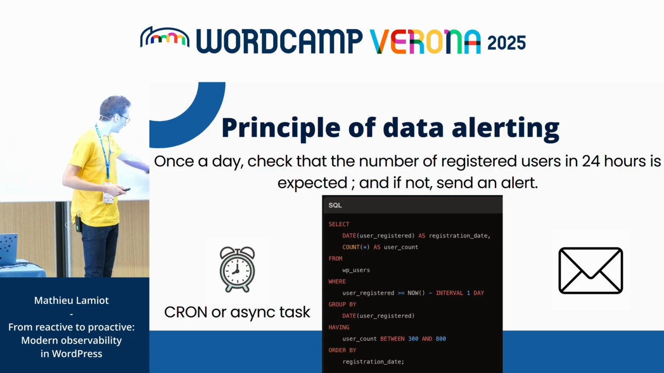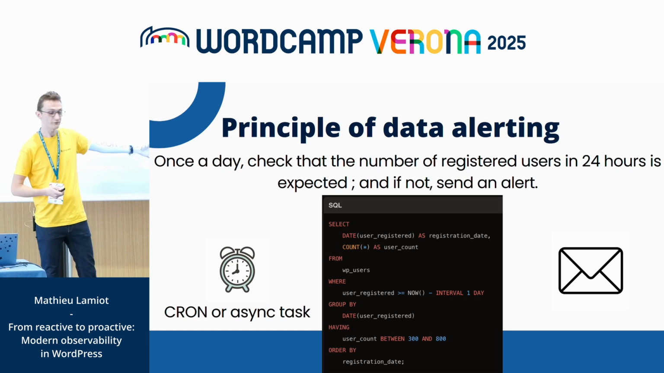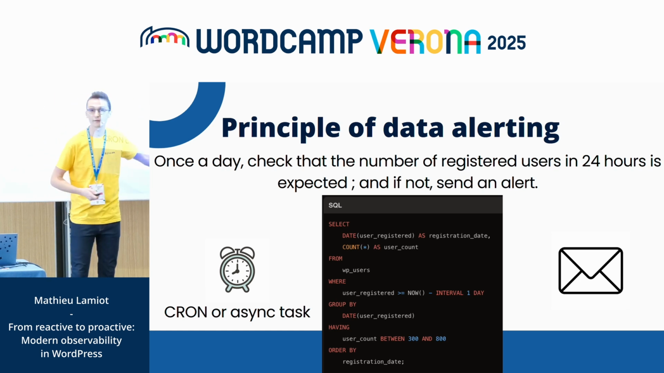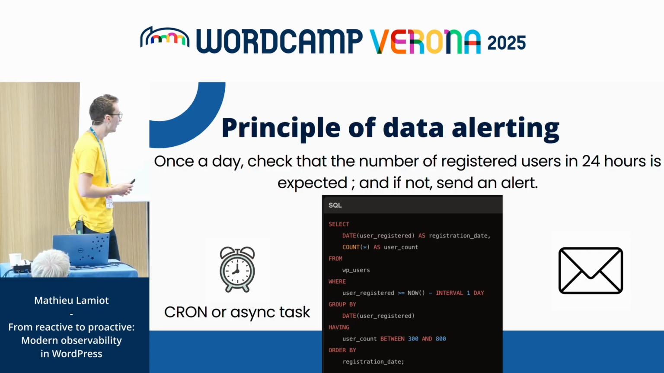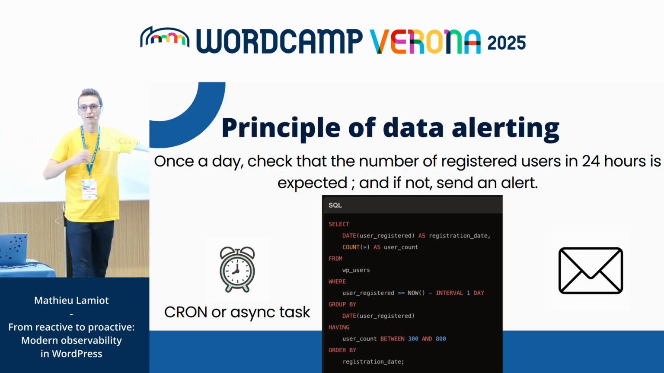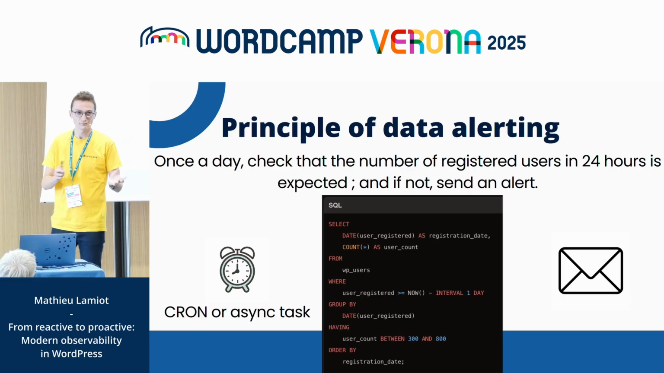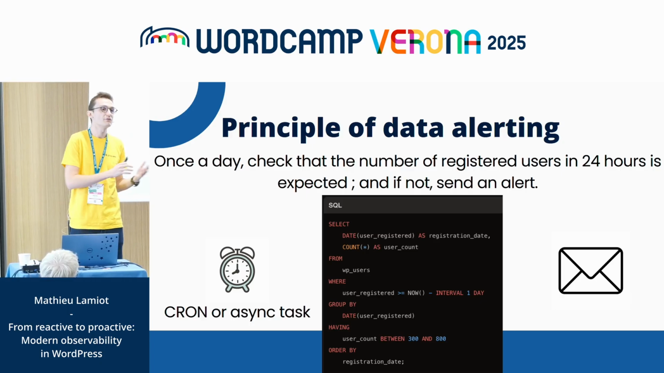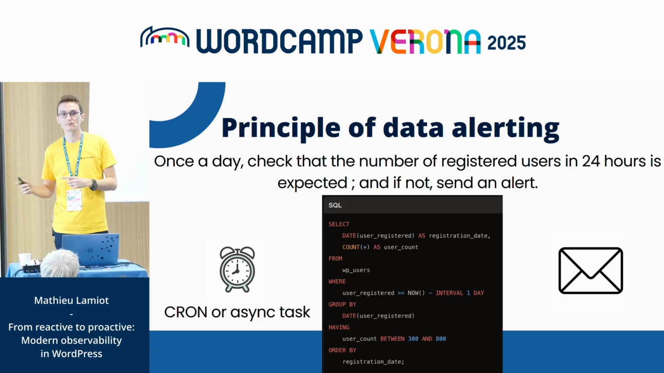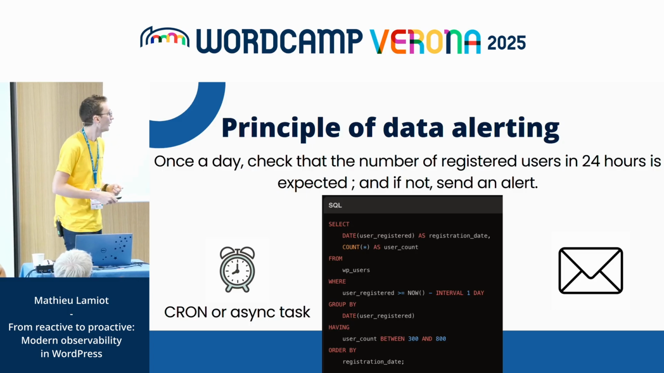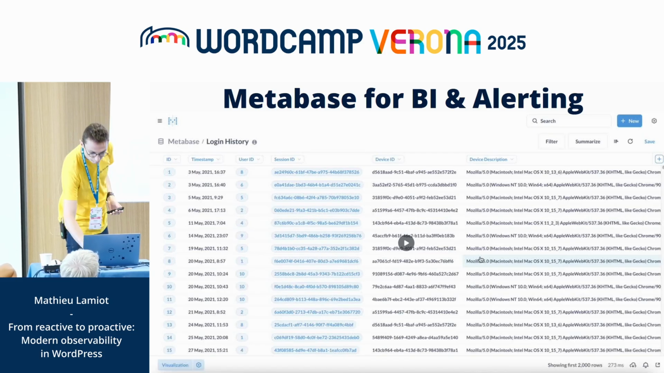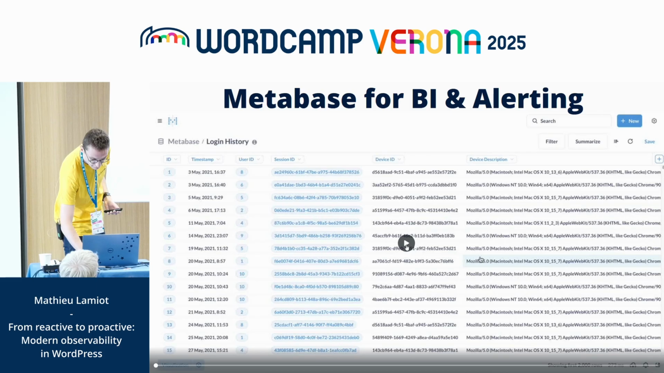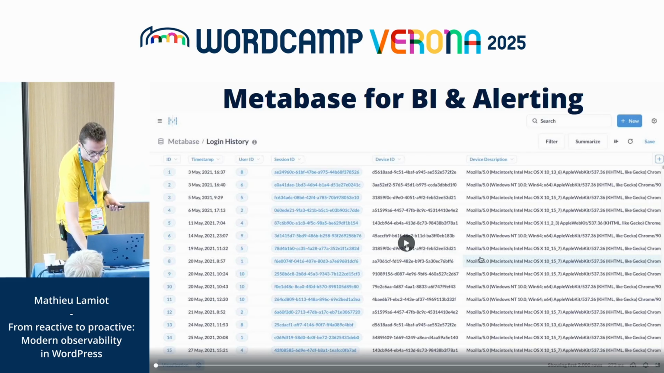if the user count, so the result of that query, is not between 300 and 800, so that would be the maximum and minimum that you usually see, then you want to get an email or a Slack message or a Teams message, whatever, to say, hey, something's weird, right? Maybe it's okay for one day. If it keeps going for the second day, you really have something to look into. And that's what you can use Metabase for. So Metabase, this is this open source tool that I will be demonstrating now.